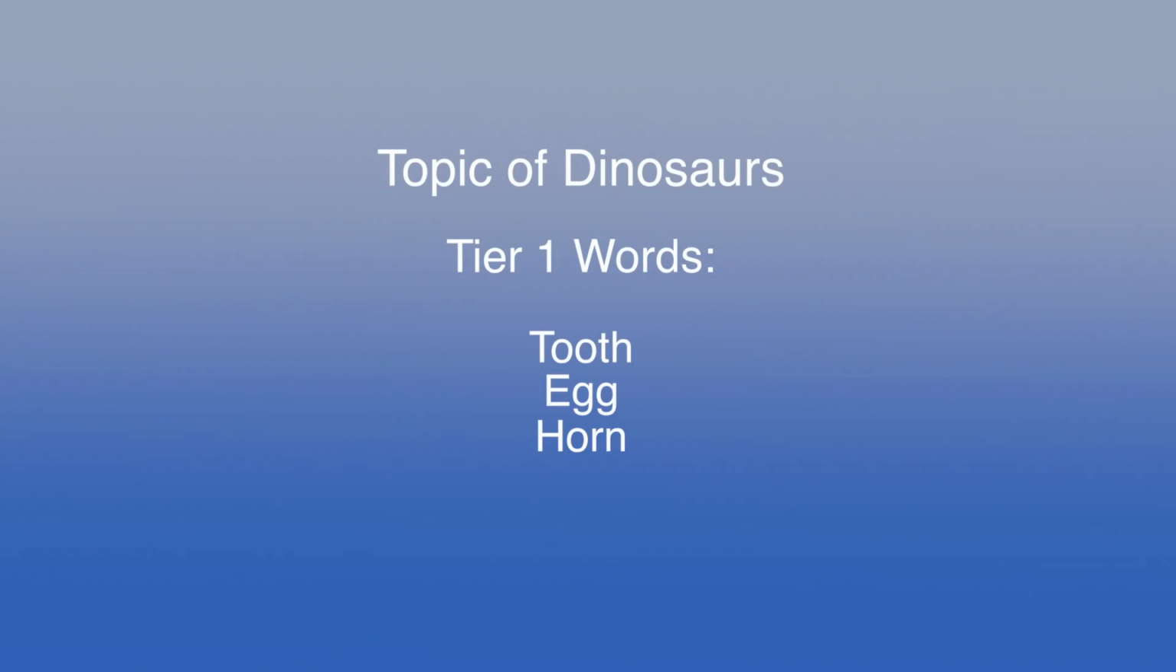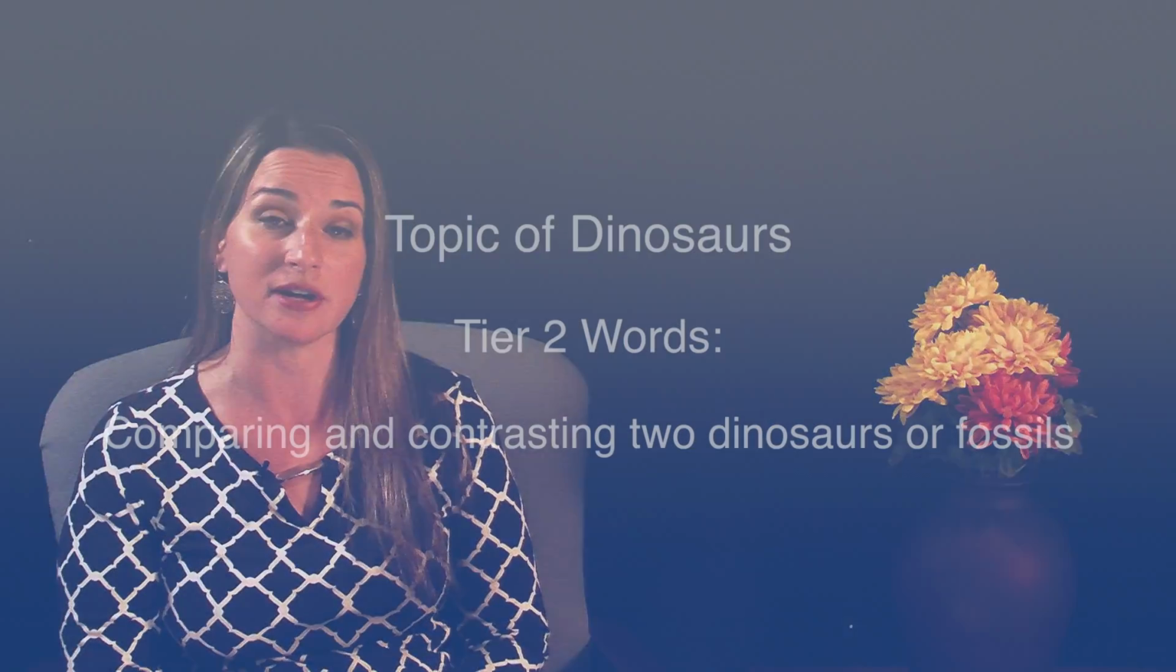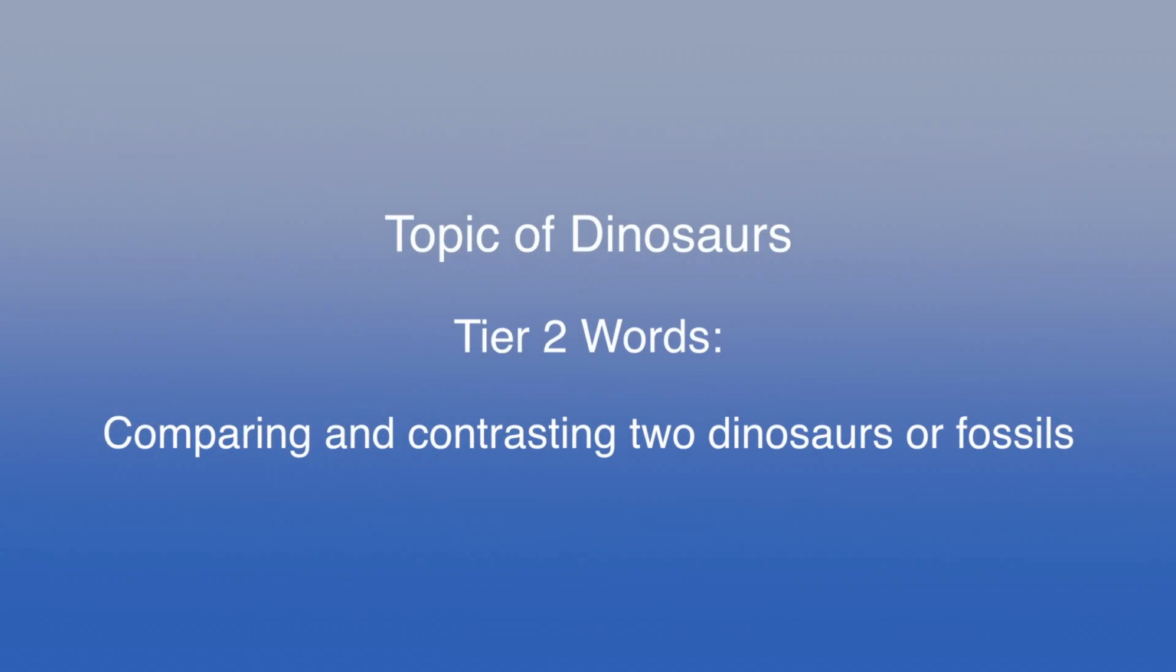For example, something that children are very, very comfortable with, like to learn about, like to talk about, the topic of dinosaurs. An example of a Tier 1 word surrounding the topic or domain of dinosaurs would be words that they've learned at home: tooth, egg, horn. An example of Tier 2 words that your students would learn about here in school would be comparing and contrasting perhaps two dinosaurs or two fossils.